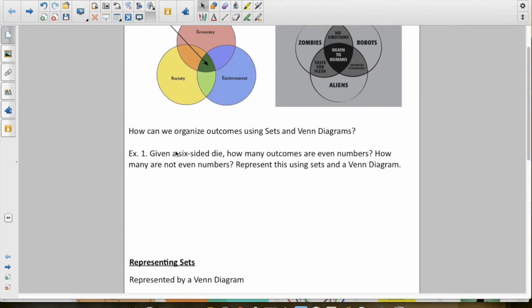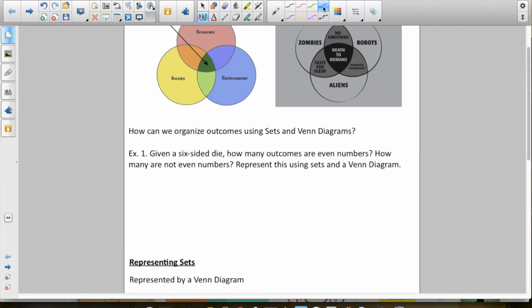Here's a very, very simple example, but it's just basically an idea to explain Venn diagrams. So given a six-sided die, how many outcomes are even numbers? So six-sided die, how many outcomes do you get? How many are not even numbers? Represent this using sets and Venn diagrams. So let's do that.